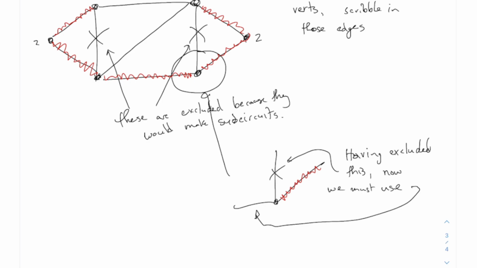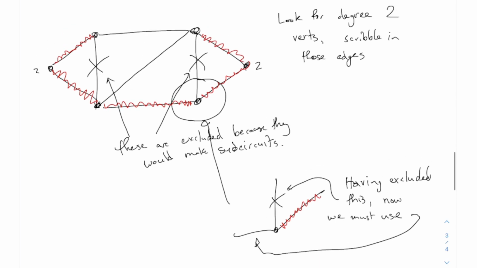By the same reasoning, if you look at this vertex right there, in this corner, I have excluded the edge coming straight down, which means I must use this edge going straight across. And that's it. Now actually I'm done. That is a Hamilton circuit. It uses every vertex once without repeating any.